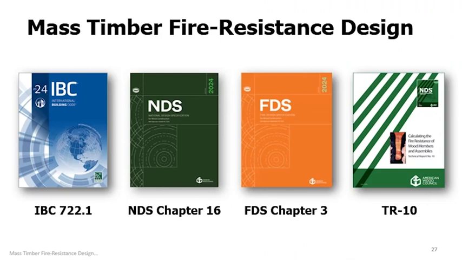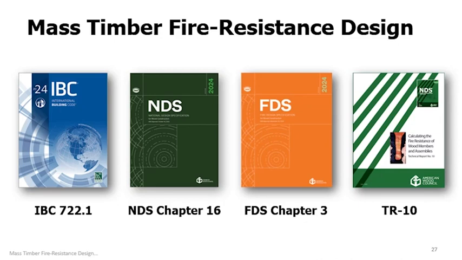IBC section 722.1, which I just mentioned as one of the compliance pathways for demonstrating fire resistance ratings, references Chapter 16 of the National Design Specification for wood construction. That's specifically for the purpose of calculating fire resistance ratings of exposed wood members and decking. AWC's Technical Report 10, or TR10, provides background, empirical validation, and examples on how to perform the calculations specified within Chapter 16 of the NDS.